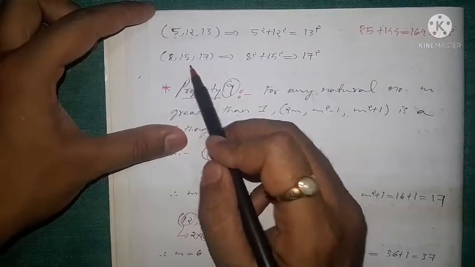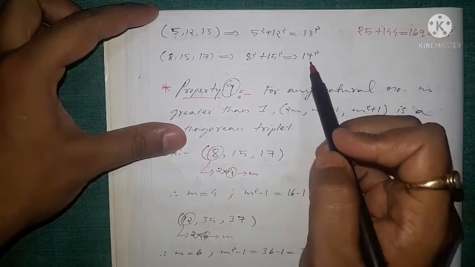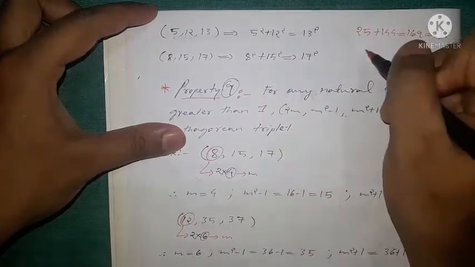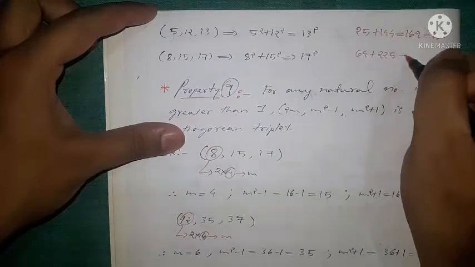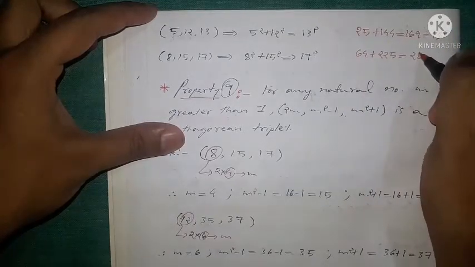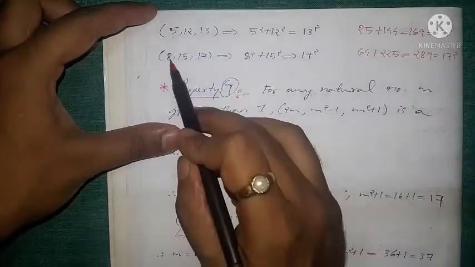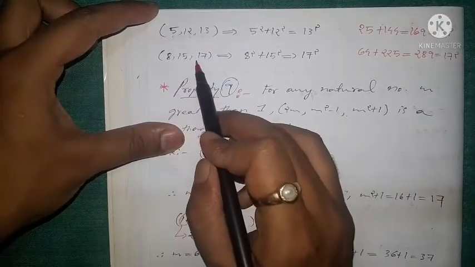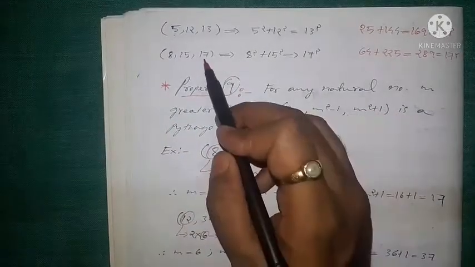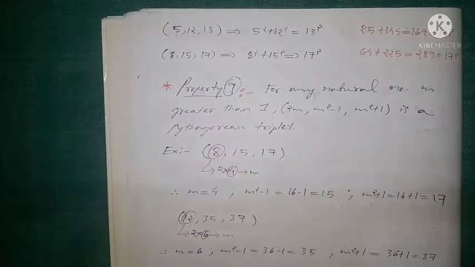Again, 8, 15, 17. This is 8 square plus 15 square is equal to 17 square. As we know, 8 square is 64, plus 15 square, 225. If we add, we will get 289, which is 17 square. So that means the sum of the squares of the first two numbers, 8 square plus 15 square, is equal to the square of the third number, that is 17 square. Therefore, this is a Pythagorean triplet.